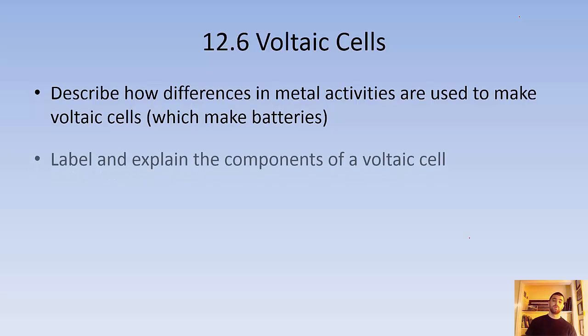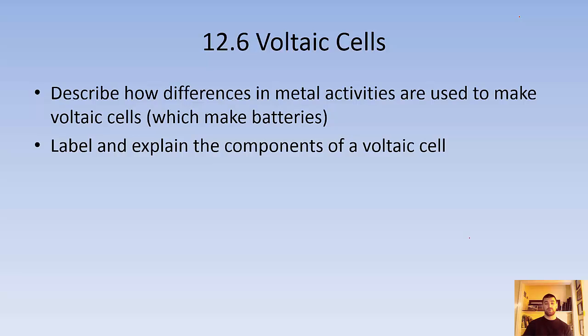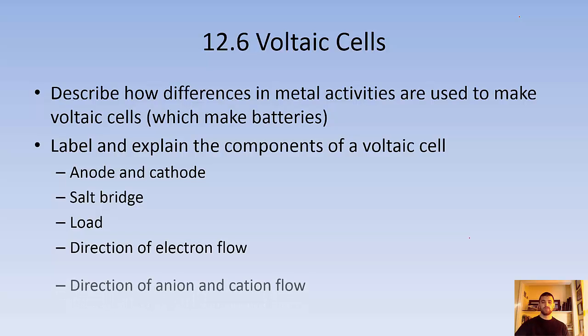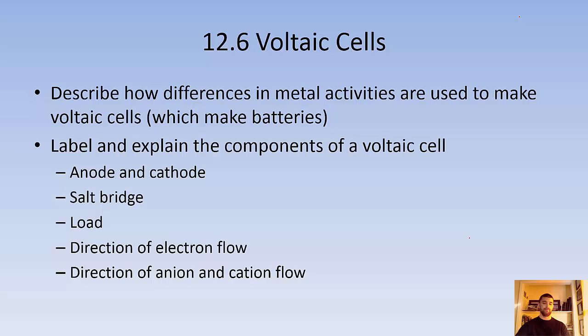All right. So specifically, we want to be able to label and explain the components of a voltaic cell. We want to be able to look at it and say, this is what this part is and what it does. We want to be able to label the anode and the cathode, and explain what happens at each one of those. Label the salt bridge, and describe why the salt bridge is important, why do we need one of those. What is the load? Direction of electron flow, which way are they going? And also direction of the anion and the cation flow. So those are all the things we want to be able to do.